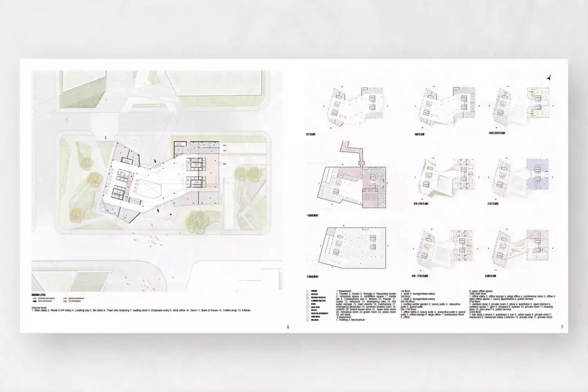This is the next page of the portfolio, which is all of the plans for the Monmouth Tower. On the left side now is the large image, which is the ground floor plan, and then all of the plans of the tower are on the right side.